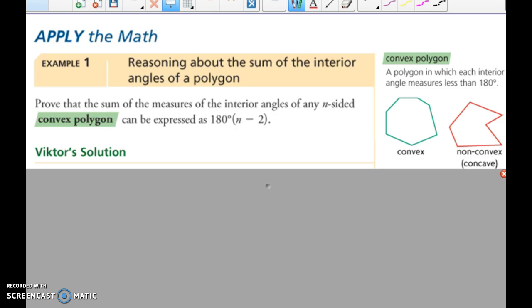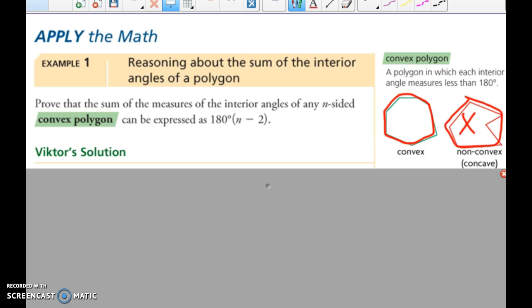So a convex polygon is a polygon in which each interior angle measures less than 180. How we remember this is, if I was to wrap a rubber band around this shape, it would hold tightly to that shape. That is a convex object. If I was to wrap a rubber band around this, it would leave a gap in the middle. So this shape is not convex, this shape is convex.